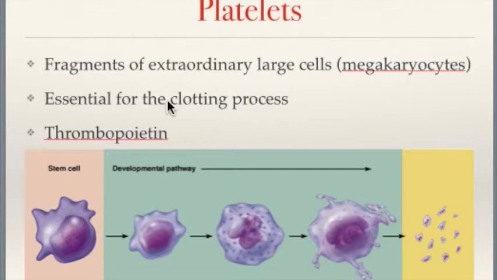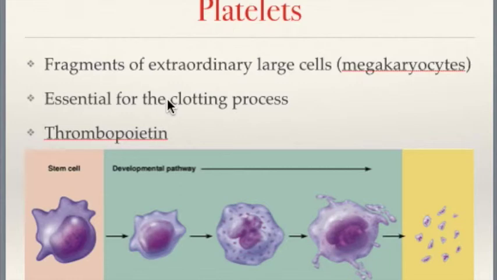Platelets are the last formed element that we're going to talk about. They're fragments of very large cells called megakaryocytes. They're actually really fascinating. There's a paragraph in your book here I want to read because it's so interesting to me. Okay, here we go.